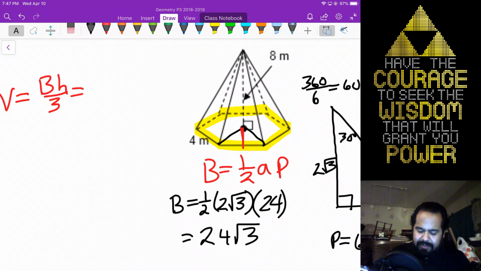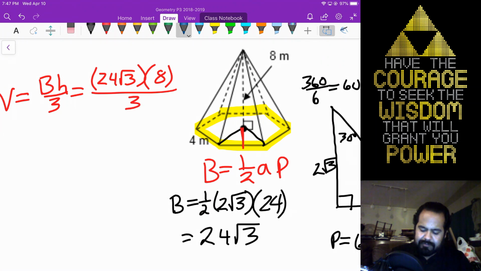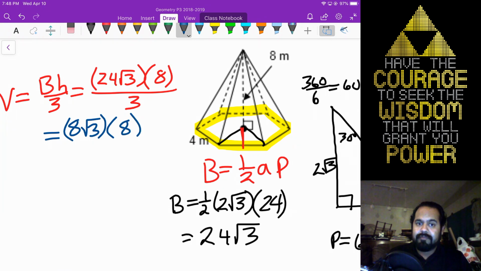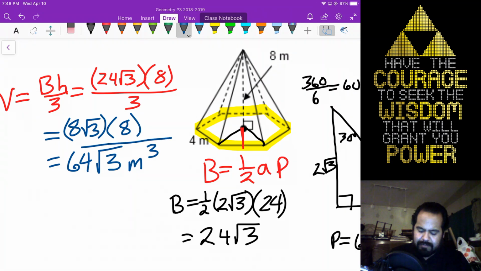Let's see, 24 rad 3 times the height of 8 all over 3. I can take 24 and divide by 3. So that's going to get me 8 rad 3 times 8. So that's 64 rad 3. And then meters cubed.